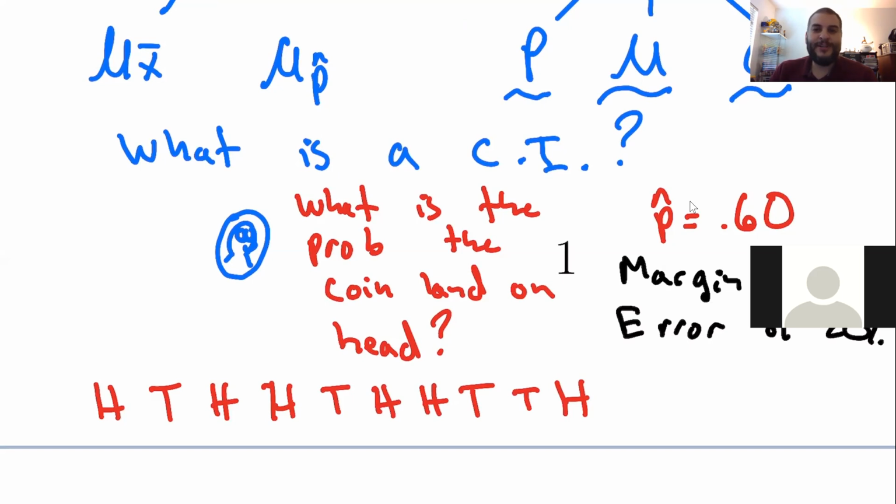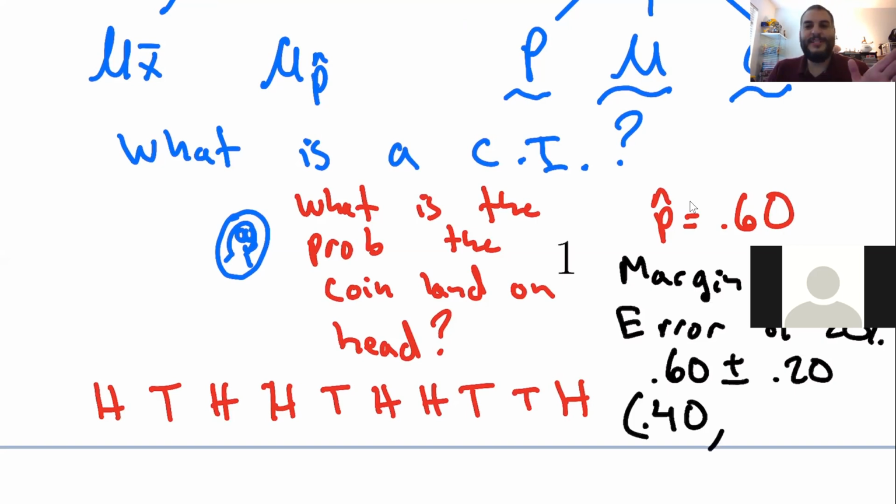So when I say we have a margin of error of 20%, that means we're going to take the 60% and add and subtract 20% from it. If I do 60% minus 20%, what would that give me? All right, thank you. It should give you 0.40. So 0.60 minus 0.20 gives you 0.40, but 0.60 plus 0.20 gives you 0.80.